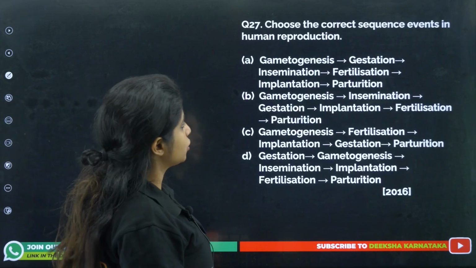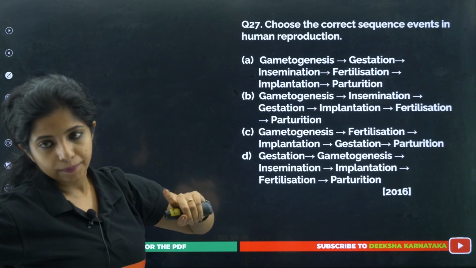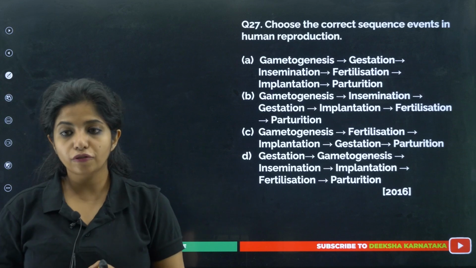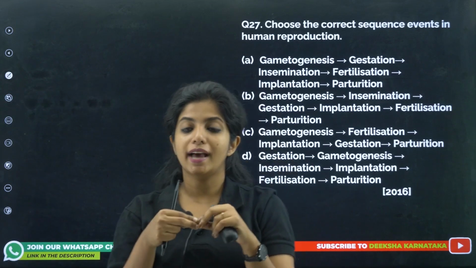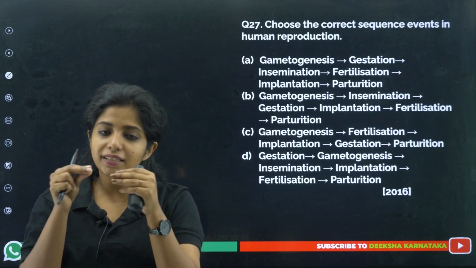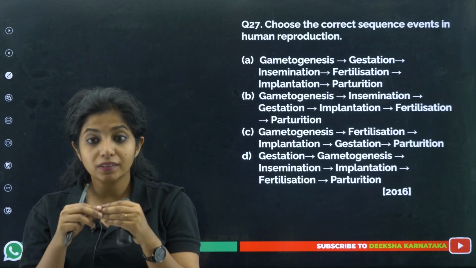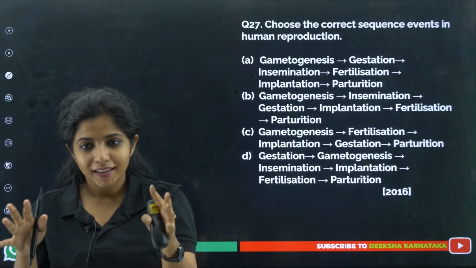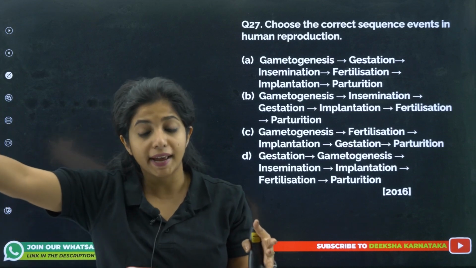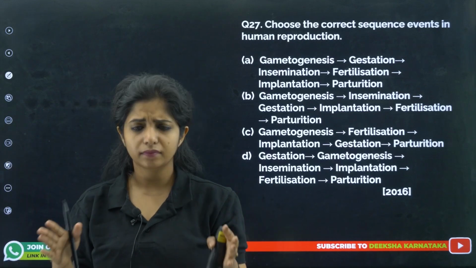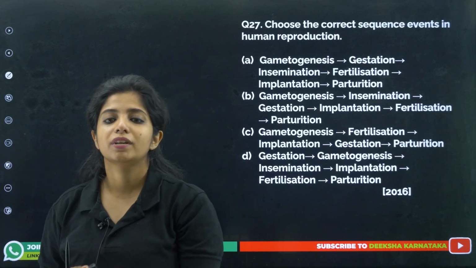Okay, next question. Choose the correct sequence of events in human reproduction. First thing, we need to form gametes. The gametes have to come together, which you call fertilization. Now, fertilization has taken place, the zygote is there. The zygote will form an embryo. This embryo has to get implanted. After it gets implanted, it will undergo a whole process for 9 months. This is known as gestation, the period for the growth of the fetus, right? And then the baby will move out, which is known as parturition.